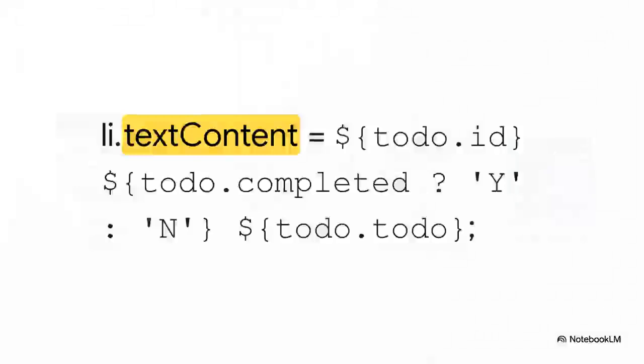We write li.textContent equals backtick, dollar curly brace todo.id, dollar curly brace todo.completed, question mark check, slash, exclamation point, underscore x, dollar curly brace todo, and close the backtick. This single template literal line is incredibly powerful. It seamlessly strings together the data's ID number, the actual text of the to-do item, and then it uses an inline ternary operator to instantly decide between a green check mark or a red X emoji purely based on the true or false completion status of that specific item. It's a real game changer for writing clean code.